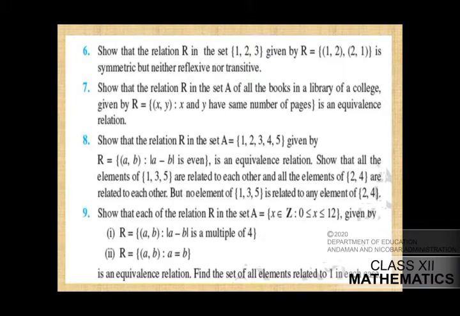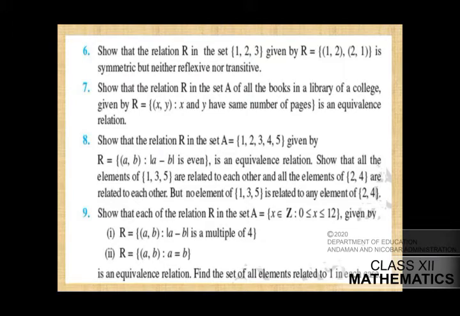See, (1, 1) is not there, (2, 2) is not there, (3, 3) is not there. It is not reflexive. Okay. (1, 2) is there, (2, 1) is there. That means it is symmetric. Transitive: (1, 2) is there, (2, 1) is there, but (1, 1) is not there. That means it is not transitive also. ठीक है, इस क्वेश्चन को आप घर पे करिएगा. Look at the seventh question.